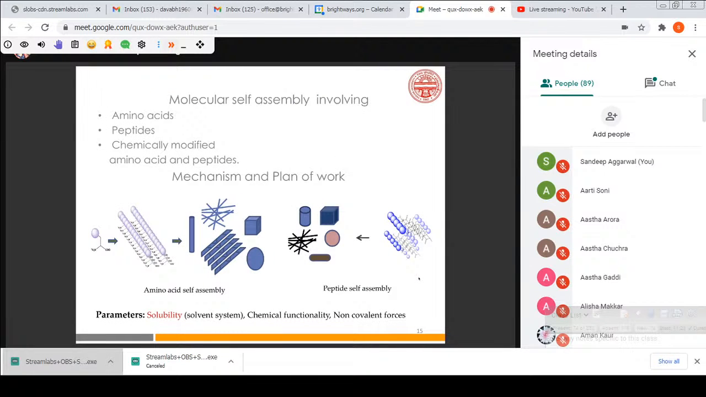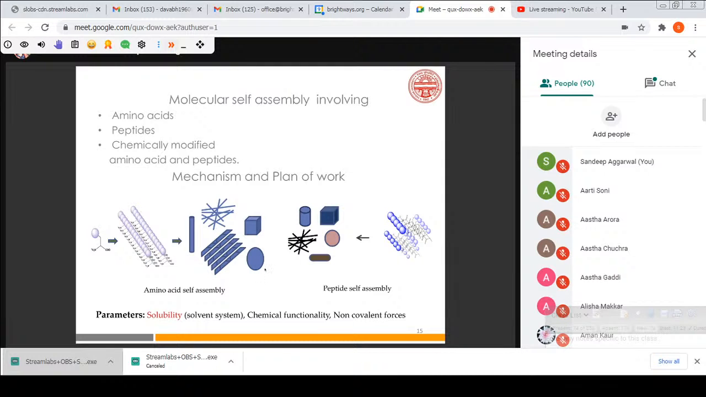So what we have focused upon is we have used amino acids, as I have discussed. We have used small peptides. Then we have also used some chemically modified amino acids and peptides, and we have tried to assemble them to form different type of units like nanofibrils, sheets, tubes, and then we have tried to see what are the applications of this.